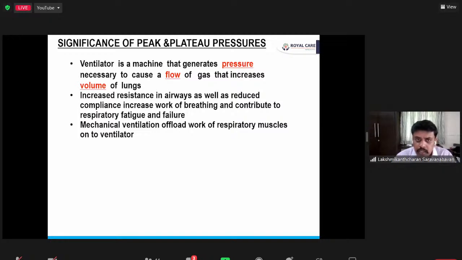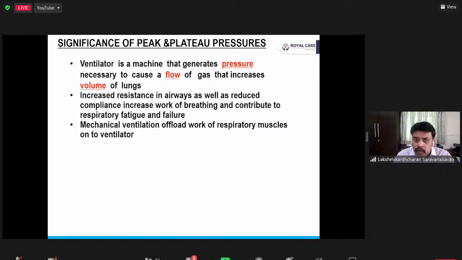The ventilator, as we all know, is a machine which generates the pressure necessary to cause a flow of gas that increases the volume in the lungs. So the basic thing that we need to do is to put tidal volume into the lungs, into the alveoli, so that the oxygen in the tidal volume in the alveoli gets diffused across the alveolar membrane into the arterial blood, and oxygenates the blood. That is the basic aim. For that, we need the flow of air into the alveoli, and for that flow of air to happen, we need some amount of pressure to be generated.